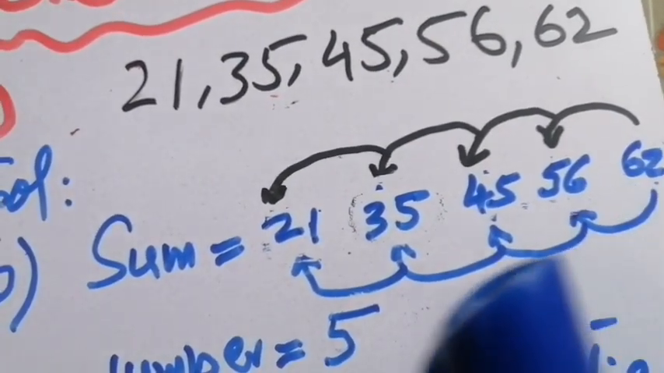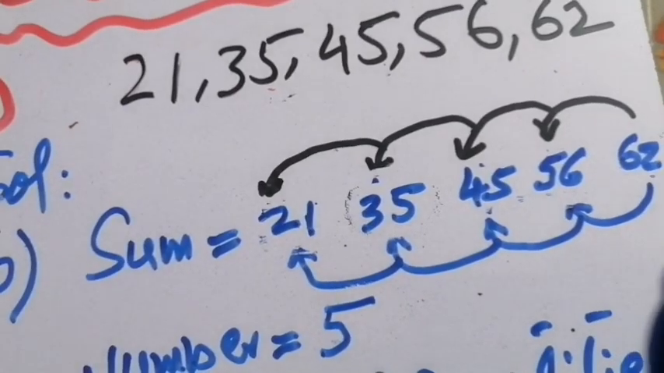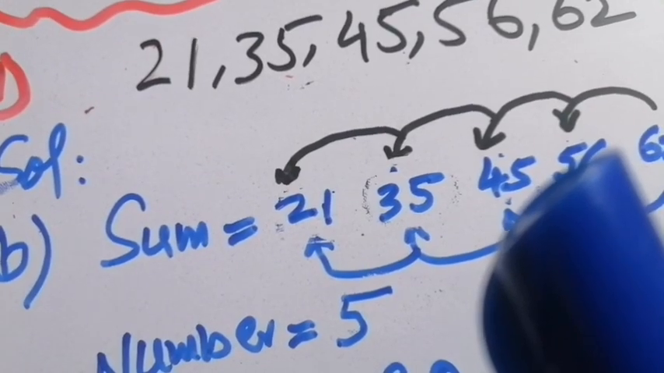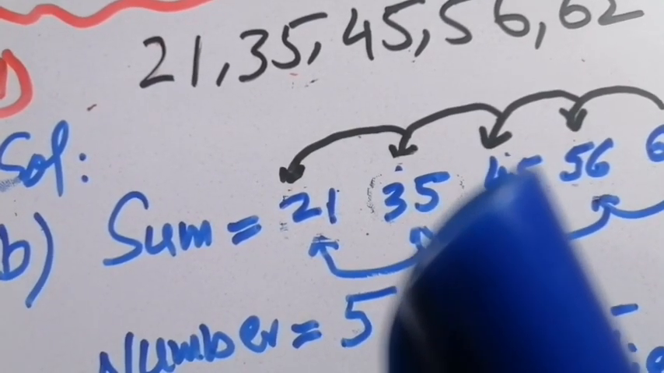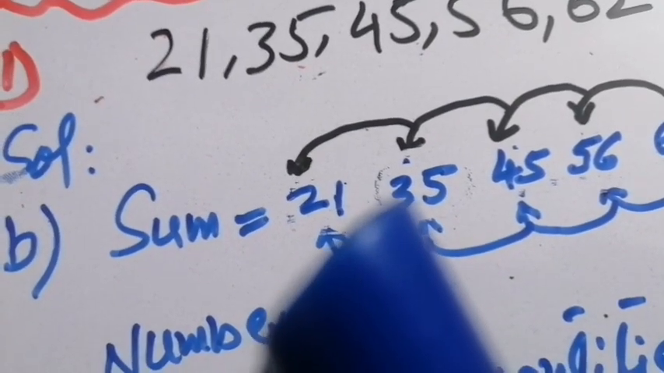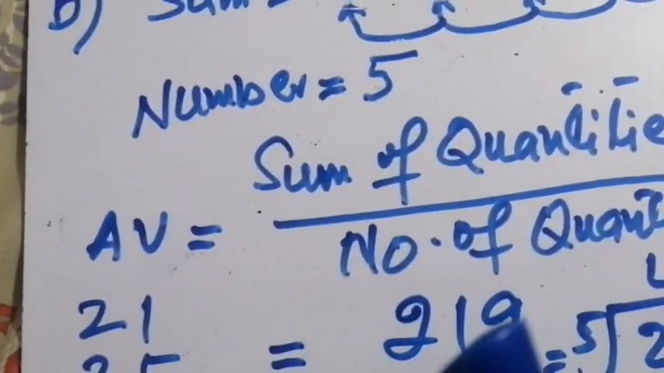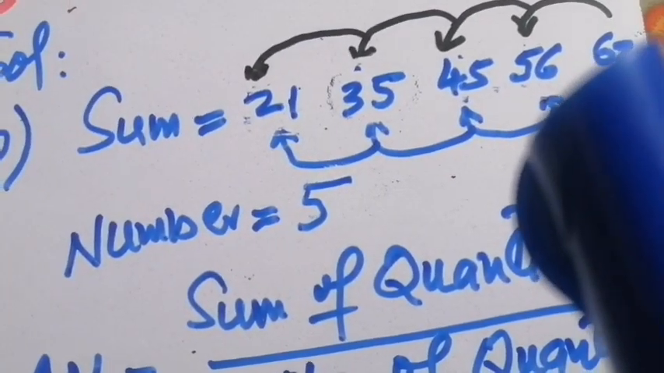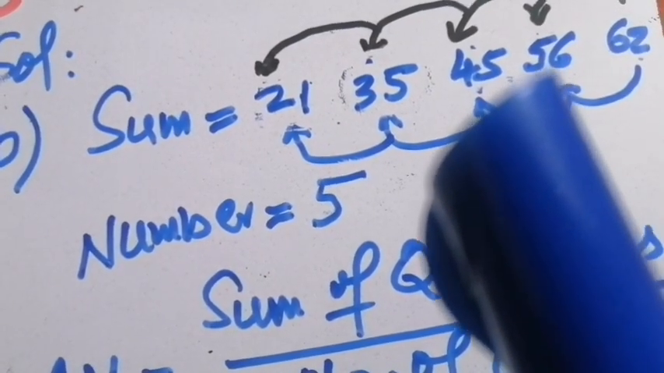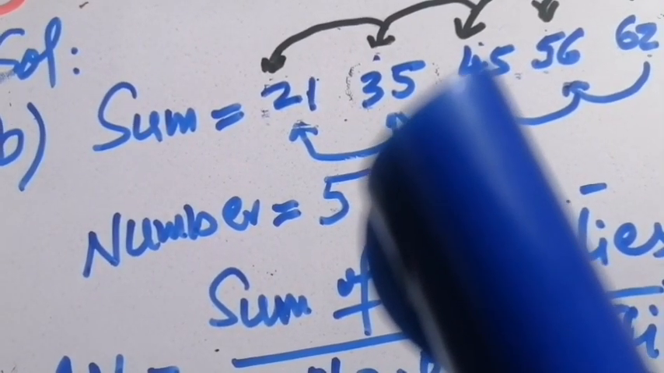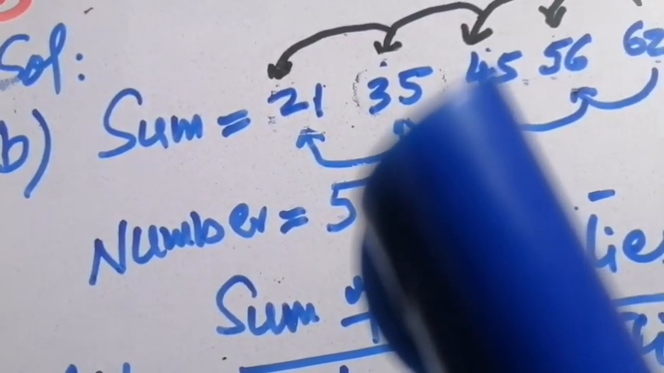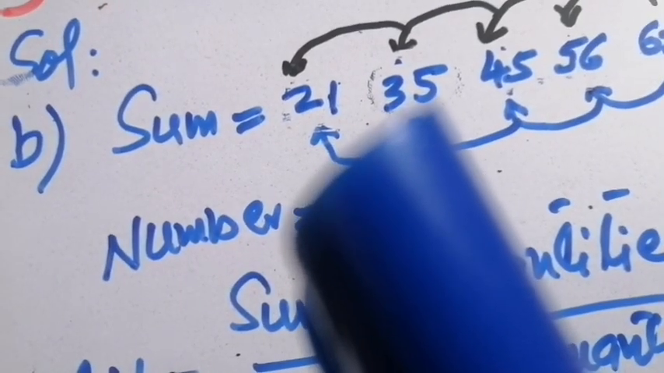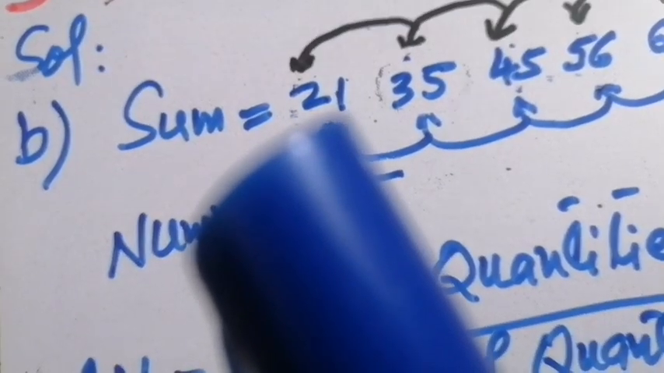So first digit to first digit, and so on. 2 plus 6 is 8, 8 plus 5 is 13, 13 plus 5 is 18, 18 and 1 is 19. So 19, we'll place 9 here, 1 is left over. So again we will do 6 and 1 is 7, 7 plus 5 is 12, 12 plus 4 is 16, 16 plus 3 is 19, 19 and 2 is 21.